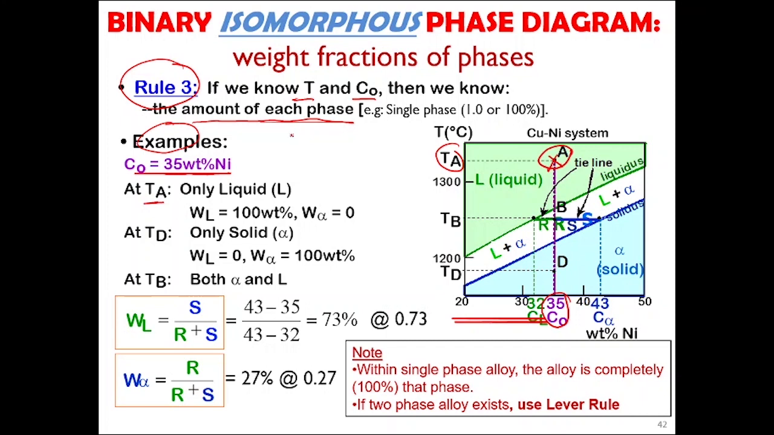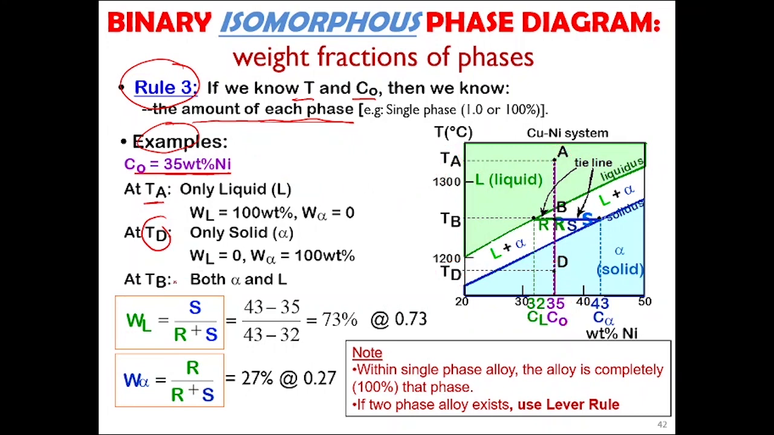At the intersection, we must know how many phases present. For example, at point A, only one phase present. The phase present is liquid only. When we have liquid phase only, the amount of liquid will be equal to 100%. Then the amount of solid will be 0. At temperature D, over here, we have one phase, and the phase present is alpha, solid only. So the amount of liquid will be 0, and the amount of solid will be 100%.